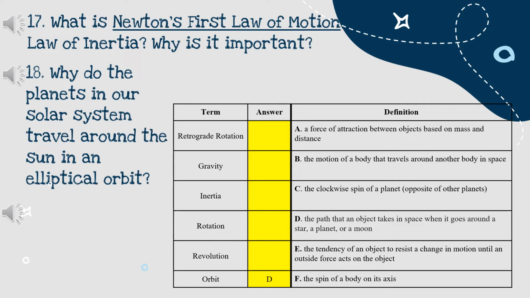Number 19, why do the planets in our solar system travel around the sun in an elliptical orbit? They travel around in the elliptical orbit because the sun's gravitational pull holds us there, and inertia keeps us revolving around it.